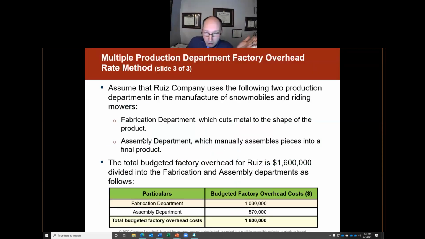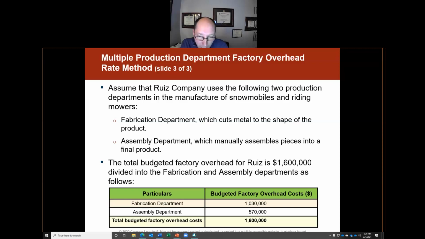So our example, our great example. I love our example. Okay, here we go. Ruiz Company, we have a metal fabrication department. They cut and shape the metal. The assembly department manually puts the pieces together. Remember, we have an annual budgeted factory overhead of 1.6 million. We need to spread this 1.6 million across our two departments. So we're going to need to allocate our budget to each department. In our example, we allocated $1,030,000 to fabrication and $570,000 to assembly.